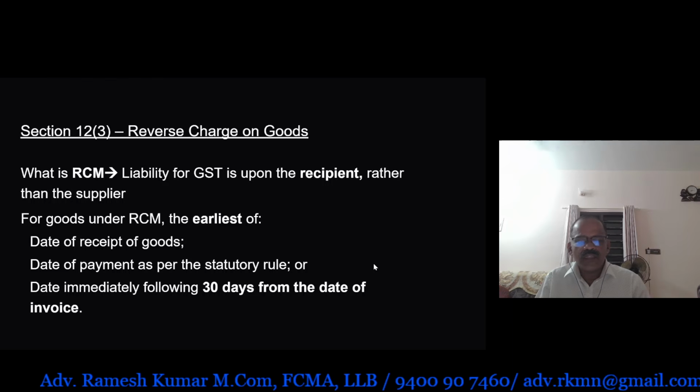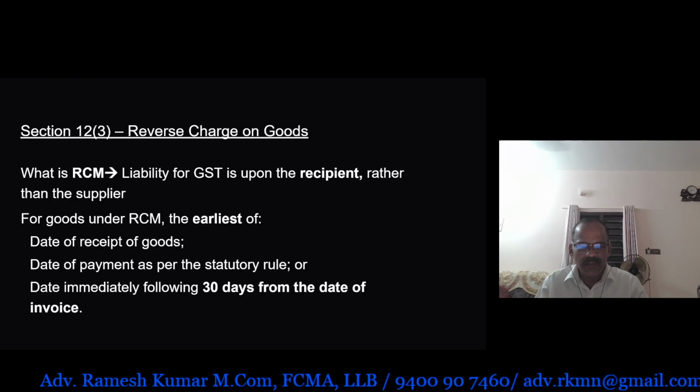Now we come to section 12, subsection 3. It deals with supply of goods where GST is payable under reverse charge mechanism, or rather RCM. The next question is, what is RCM? Normally, the supplier collects GST from the recipient and pays it to the government. But under reverse charge, the liability to pay GST is shifted from the supplier to the recipient.